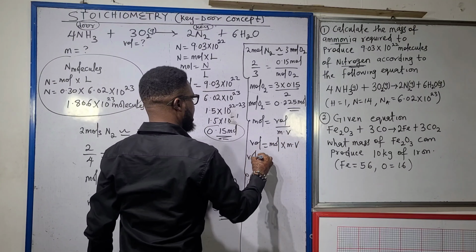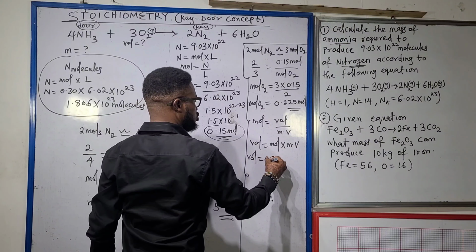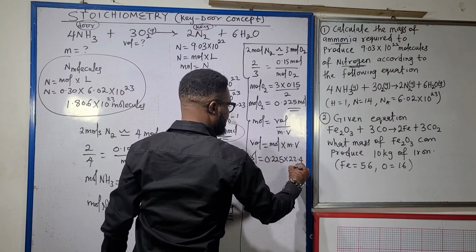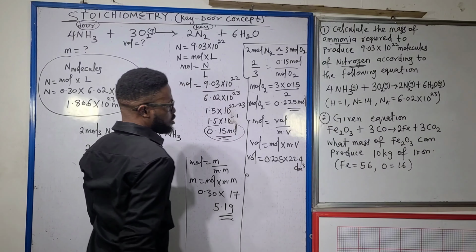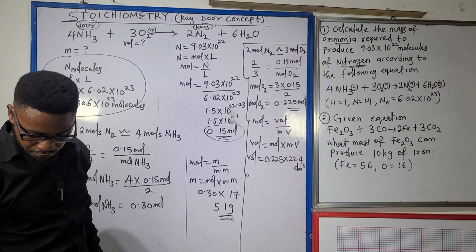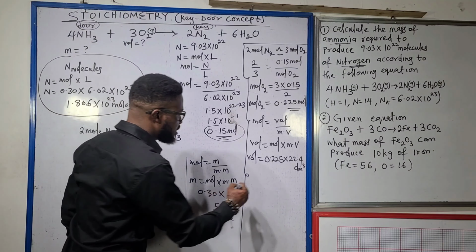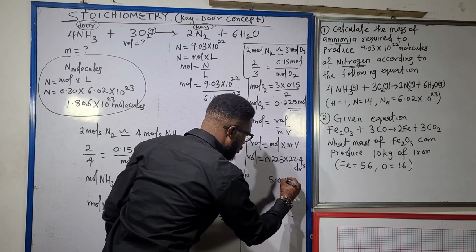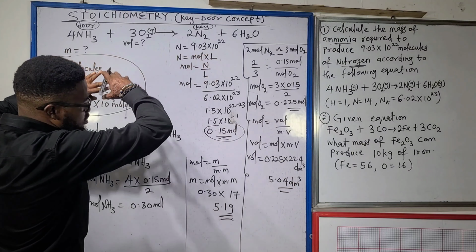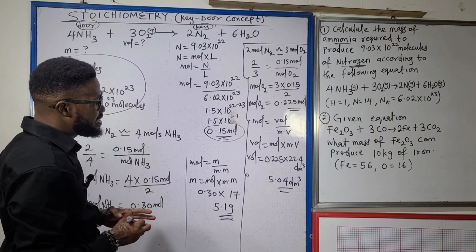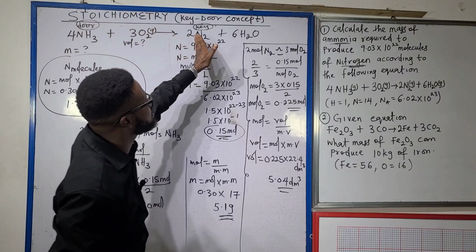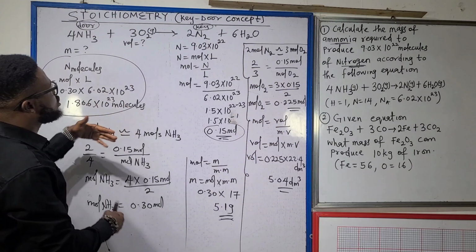So my volume here is going to be 0.225 times 22.4 dm³. So 0.225 times 22.4 dm³ is going to give me 5.04 dm³. So based on this equation, it simply means that the volume of oxygen that will react with this ammonia to give me this product is 5.04 dm³.